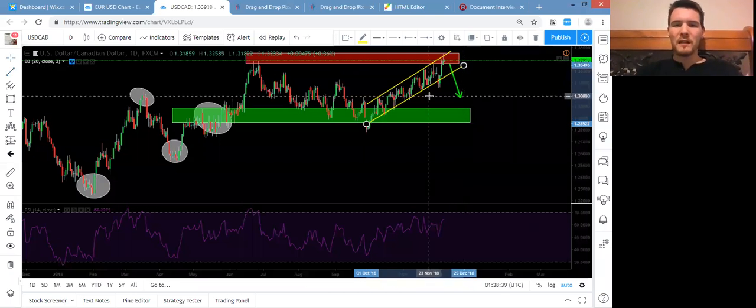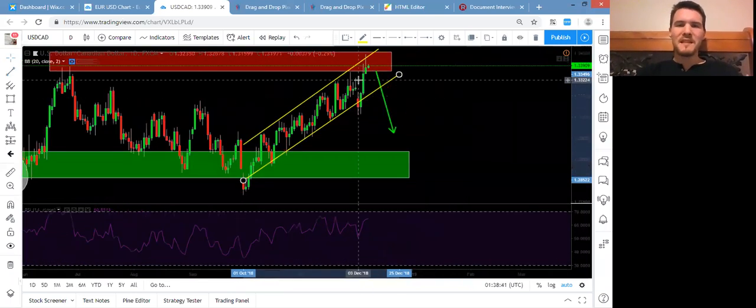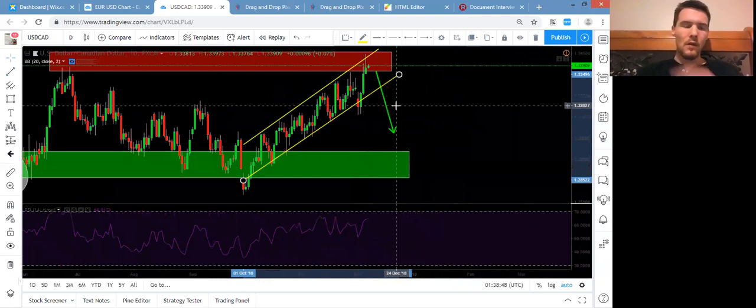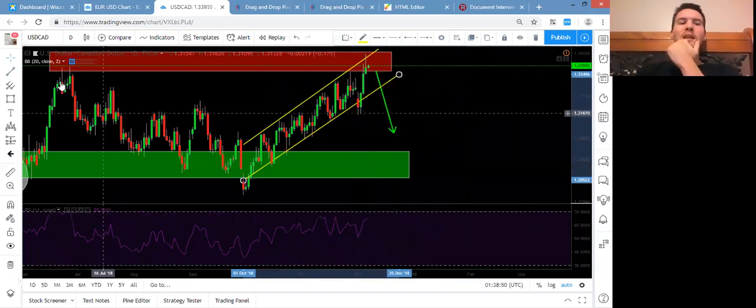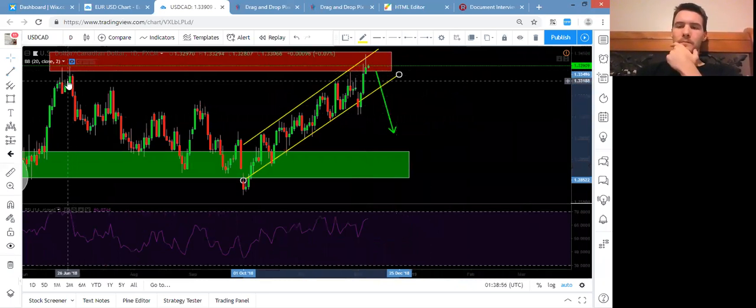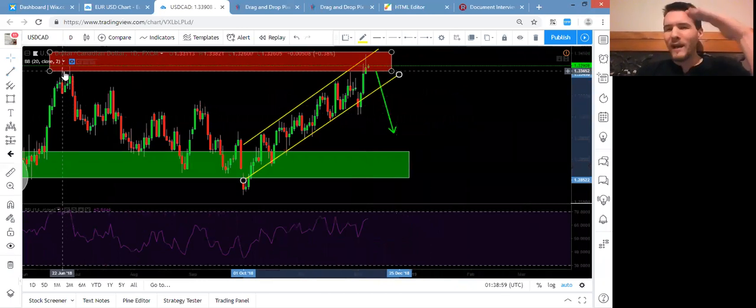Now, if I zoom in a little bit, I'm seeing some wicking action at the top here. Does anybody know what wicking action indicates? Take a look left over here. What happened after the wicking action over here at this other base, at this peak? What happened when price wicked down?